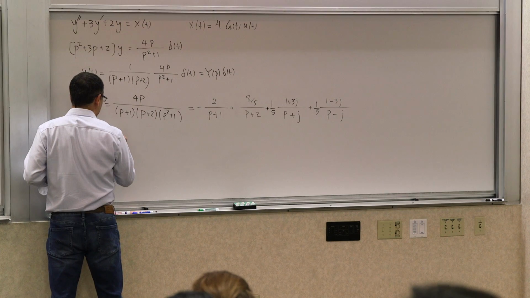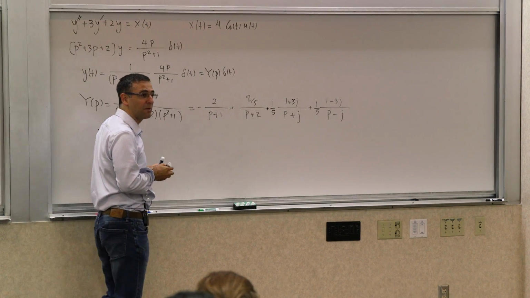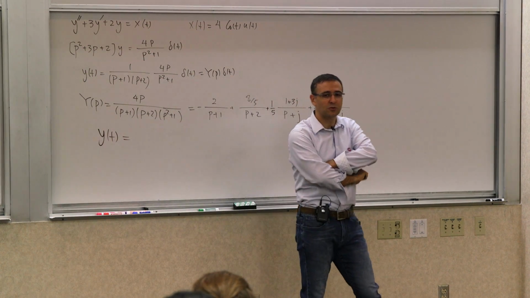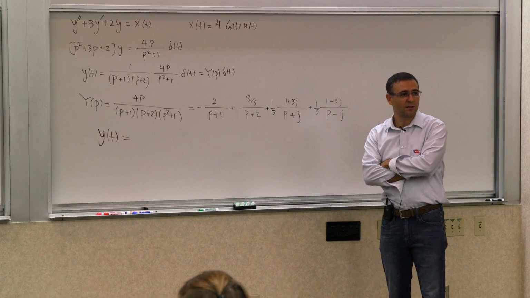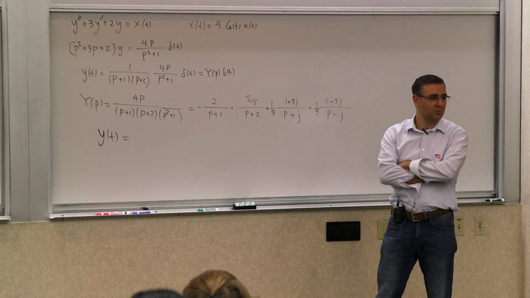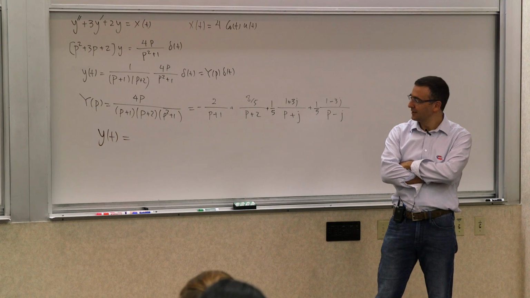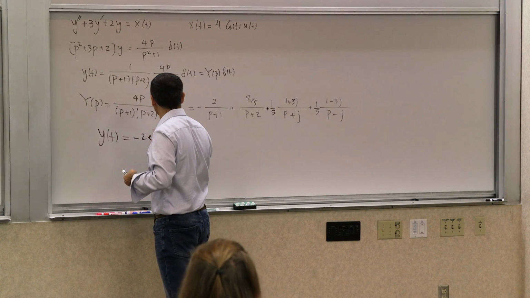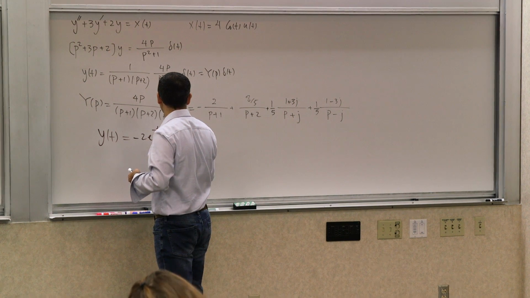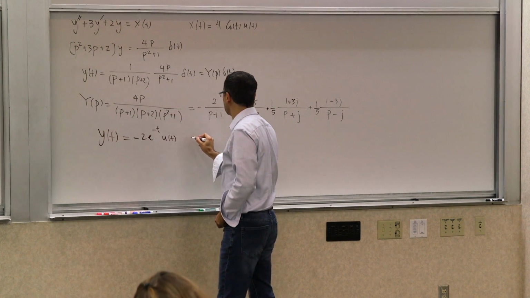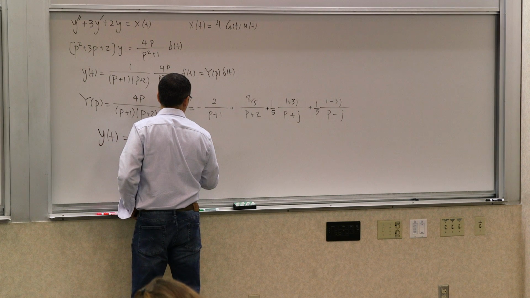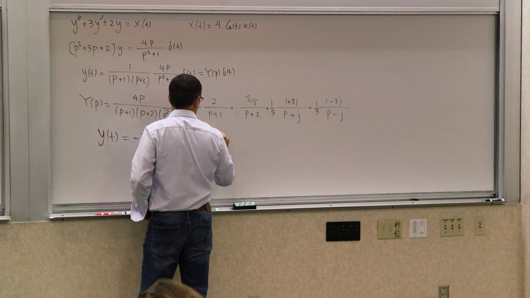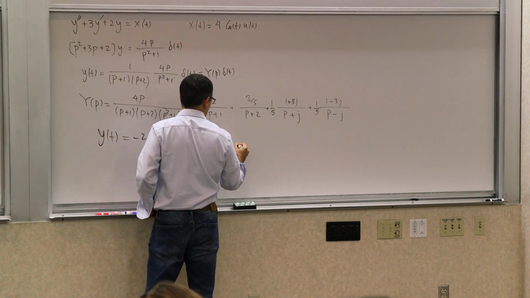I need y of t. You are going to tell me what y of t is. Use that catalog. Do you want to complete it? Negative 2 e to the negative t, there's a u of t, obviously. And 8/5 e to the negative 2t u of t.